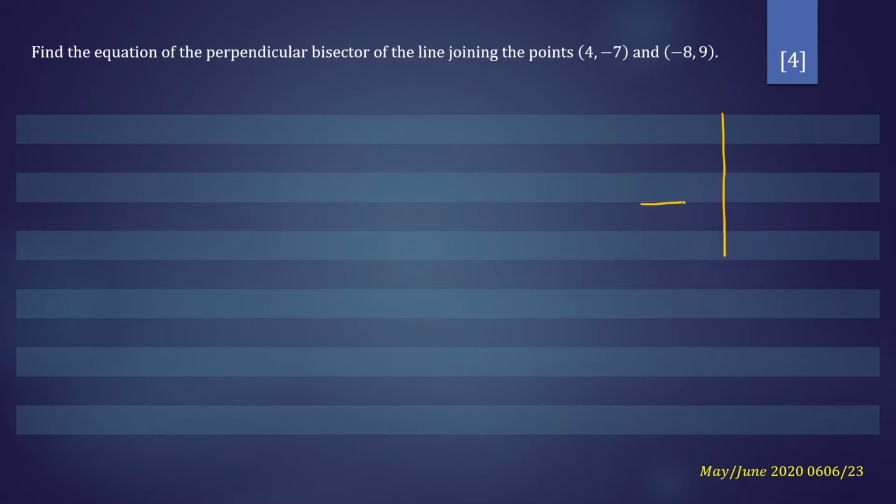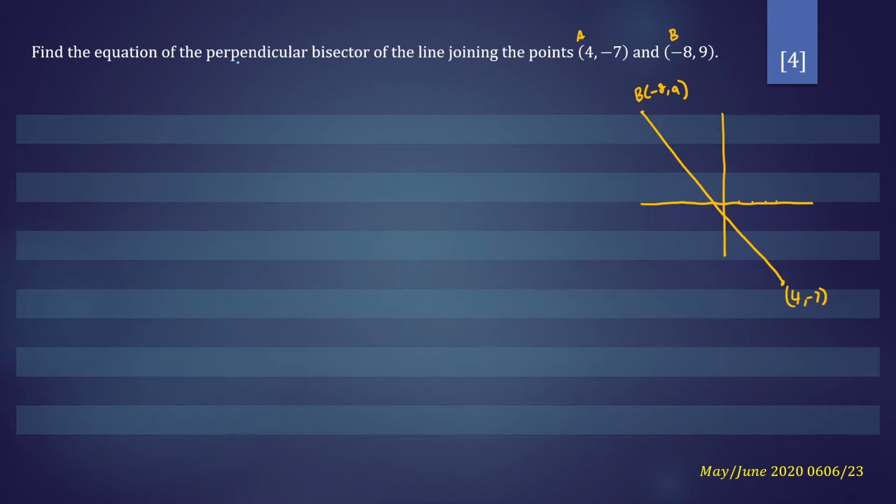So we'll draw our axes and we have the point (4, -7). So 1, 2, 3, 4, -7 down here somewhere. Let's call that point A, and we'll call this point B. So (-8, 9) will be up here somewhere. Let's join the points like that. So that's our line segment.